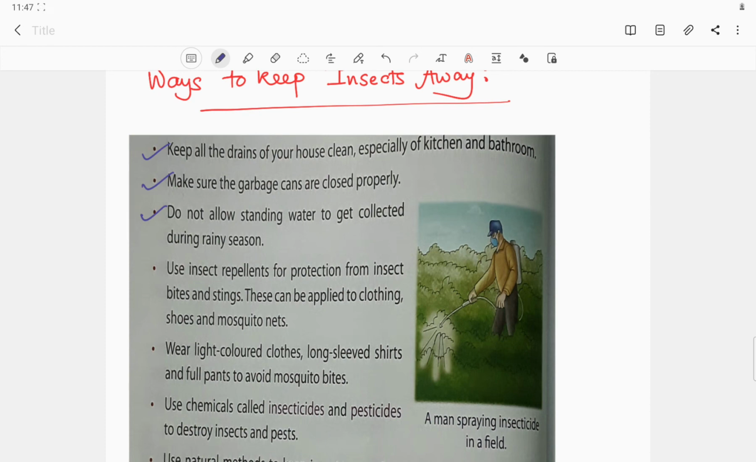Use insect repellents for protection from insect bites and stings. They can be applied to clothing, shoes, and mosquito nets. Such as we can use Odomos to protect ourselves from mosquito bites. Right? Avoid eating food from roadside vendors or stalls.